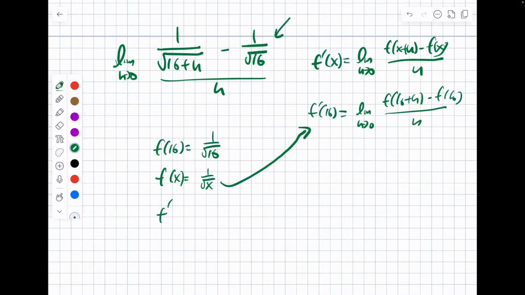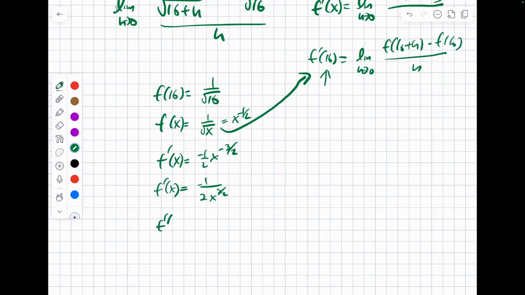That means I'm going to take the derivative of this, which is x to the negative 1/2. So it'll be negative 1/2 x to the negative 3/2. Is that okay? And that's equal to negative 1/2 over x to the 3 over 2, f prime of x. Now, what we want is not f prime of x. We want f prime of 16. So f prime of 16 is equal to negative 1 over 2 times 16 to the 3 over 2, which is negative 1 over 128.